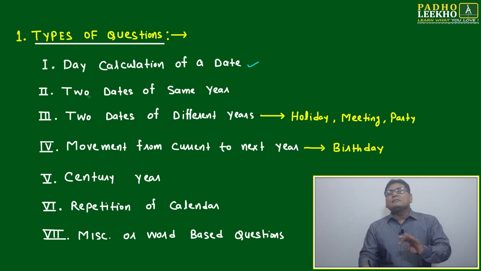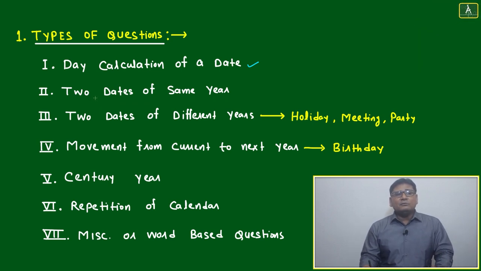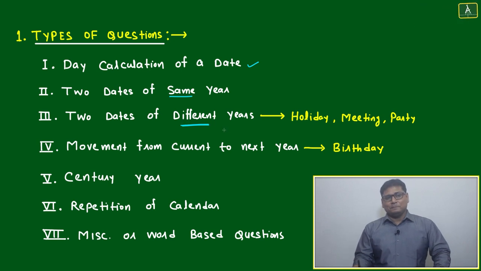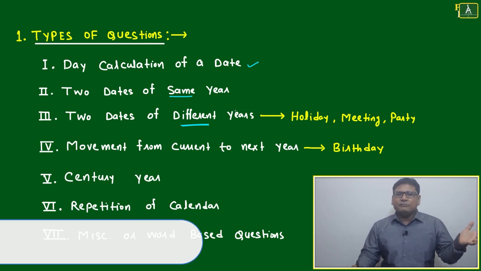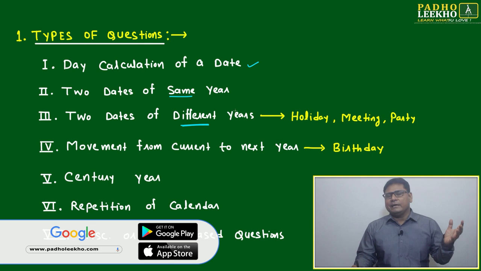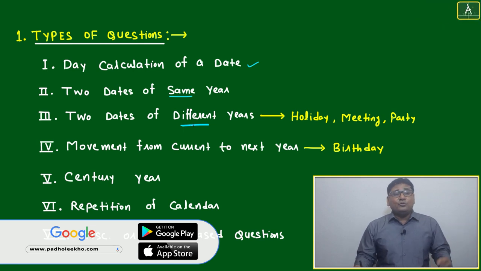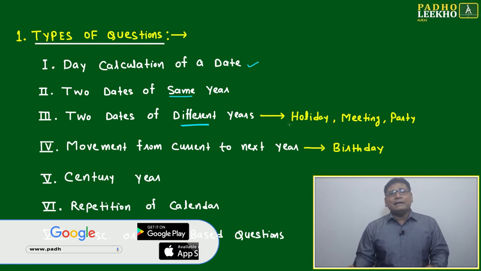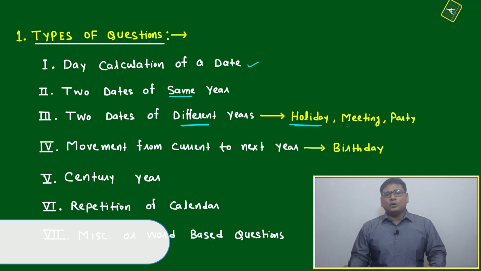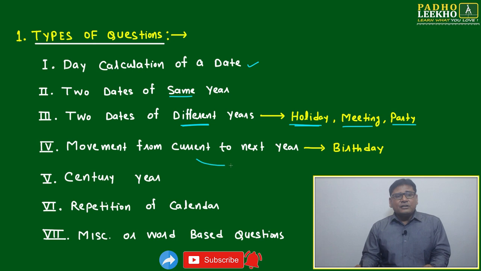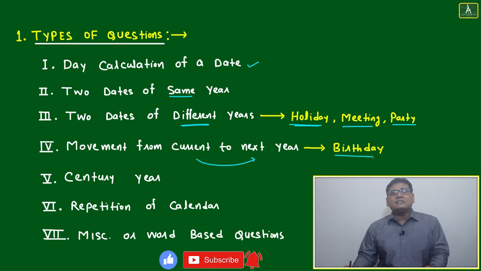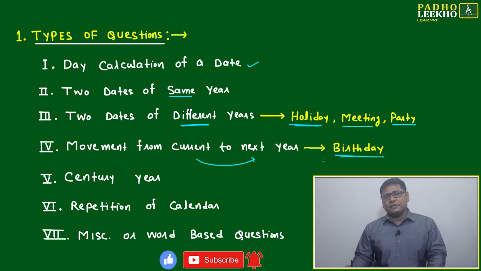Two dates are given, but here there will be categories: two dates of the same year and two dates of different years. With two dates of the same year, many times the intention will be to find the number of Sundays, or which day we can meet on in any particular month. But two dates of different years will give you a very interesting story-based question, based on a holiday, meeting or party. Movement from the current to the next year.